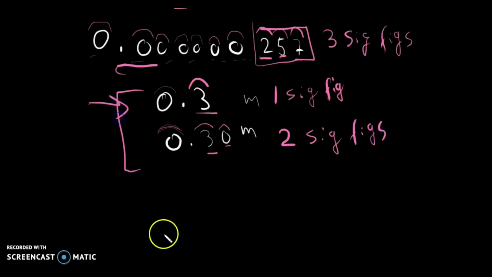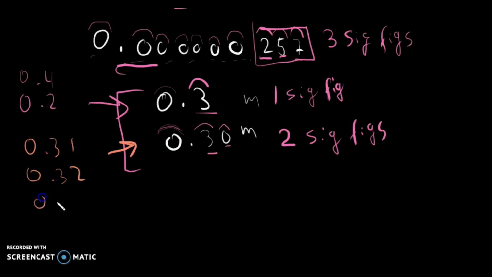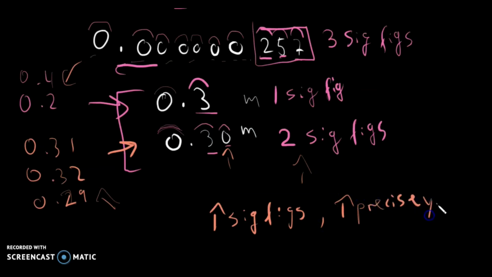So the top number might mean, okay, this could be 0.2, or this could be 0.4, and so on. But the last one is telling me, okay, maybe this is 0.31, or maybe this is 0.32, or 0.29, right? Since this one has more significant figures, it is more precise, in the sense that it's not going to vary as much as the other one. So the more sig figs you have, the more precise your measurement.